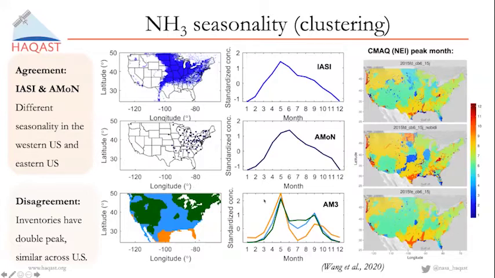But if we look at, for example, the AM3, the NOAA-GFDL model, which uses the MASAGE inventory, it doesn't matter where you are in the country, whether you're in the blue or orange, it's all the same pattern of the ammonia emission, a peak in May, and then a pretty sizable drop, particularly in some parts of the country, and then a double peak later in the fall, in September.